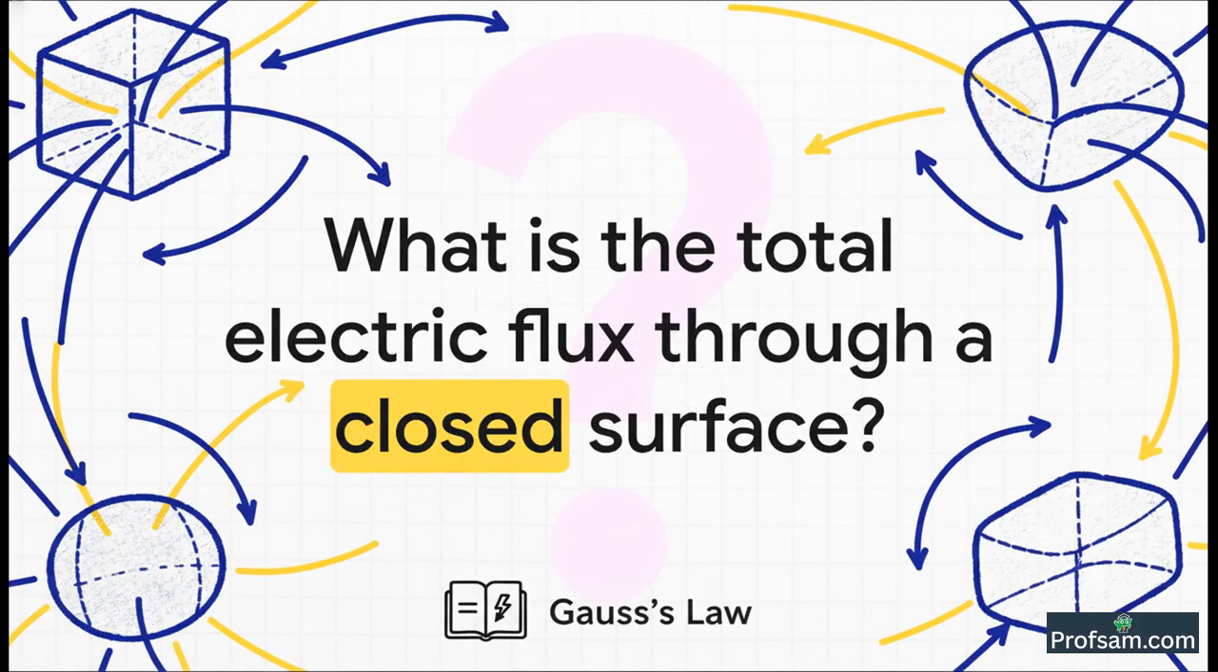To finish up, let me leave you with a question to think about. We now know how to count field lines passing through an open surface, like a sheet of paper. But what happens if the surface is completely closed? You know, like a box or a football. What would be the total net flux passing through the entire closed surface? Think about that, because that question leads us directly to Gauss's law. We'll explore that in our next session.